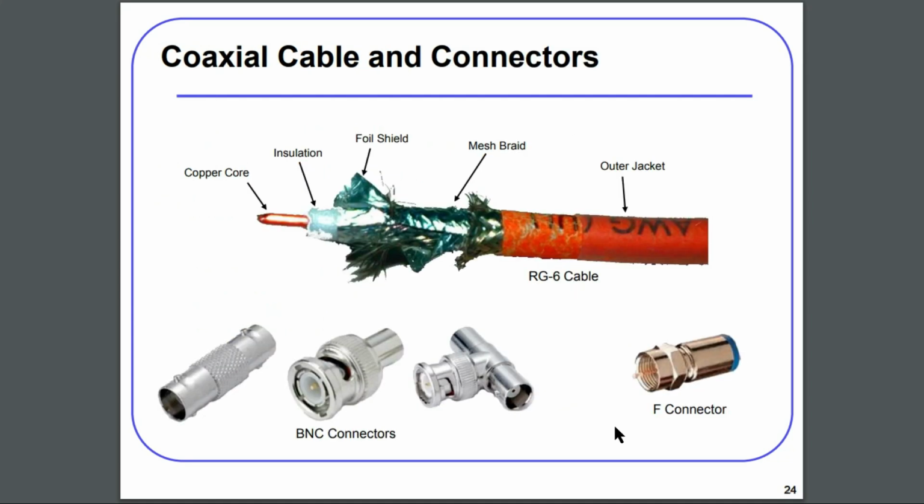So this is a coaxial cable and connector. As you can see in the picture, this is an RG6 cable. This is the outer jacket. This is the mesh braid, foil shield, insulation, and this is the copper core. And these are BNC types of connectors, first, second, third, and this is an F connector. You can solve the simulation type of questions using these connectors and cables to connect different types of devices in the actual exam also. So let's move to the next slide.